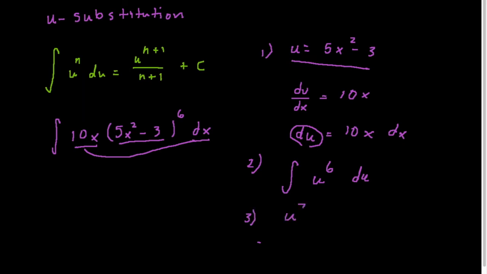We'll get u to the 7th power over 7 plus c. That's just using the reverse power rule. And our last step is to place back in what u was. So we have 5x squared minus 3 to the 7th power over 7 plus c.